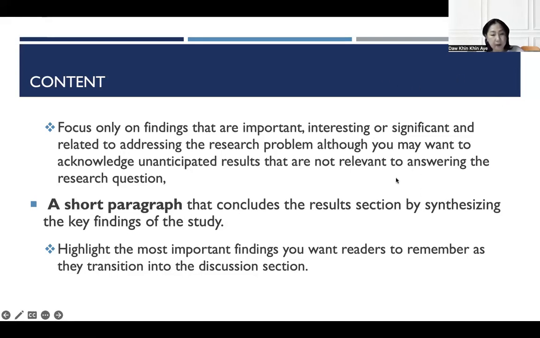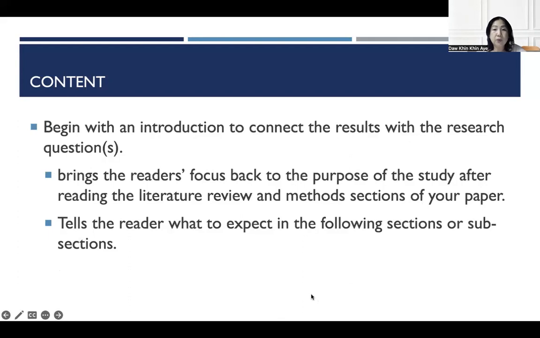Now, a short paragraph that concludes the result section by synthesizing the key findings of the study. Highlight in that short concluding paragraph the most important findings you want readers to remember, as you might want to transit to the discussion section that follows. That's why normally in the introduction you connect with the research problem or question, and in the conclusion, summarize the most important findings and connect them to the next section, that is the discussion section. Okay, that is really important.